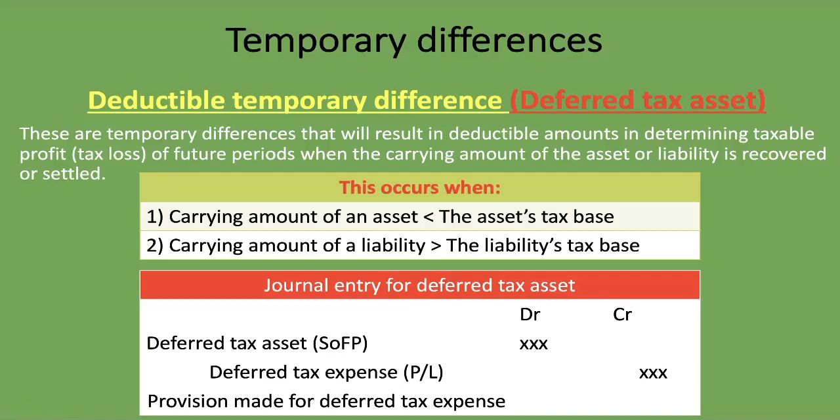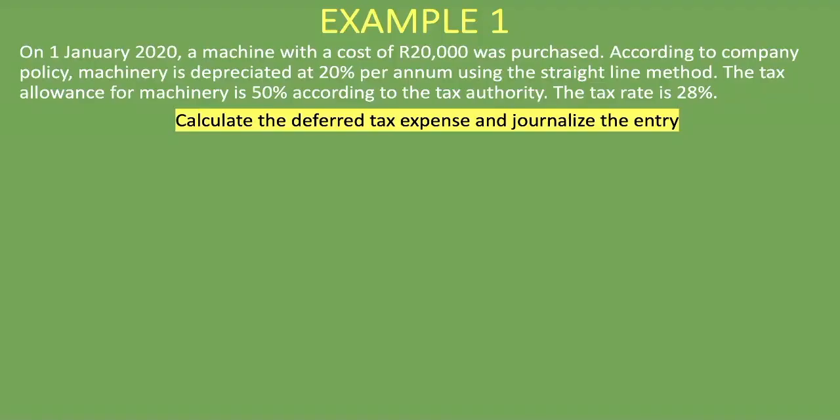Now let's go through an example quickly in applying what we have just been looking at. Here we are told that on the 1st of January 2020, a machine with a cost of 20,000 Rand was purchased. According to the company policy, machinery is depreciated at 20% per annum using the straight line method. I'm sure you should know that. The tax allowance for machinery is 50% according to the tax authority, meaning that the machinery is depreciated at 50% based on the tax rules. The tax rate is 28%. Calculate the deferred tax expense and journalize the entry.